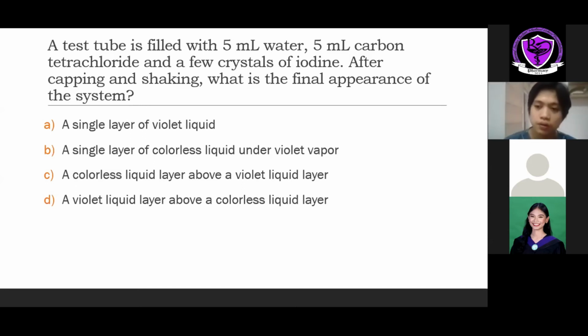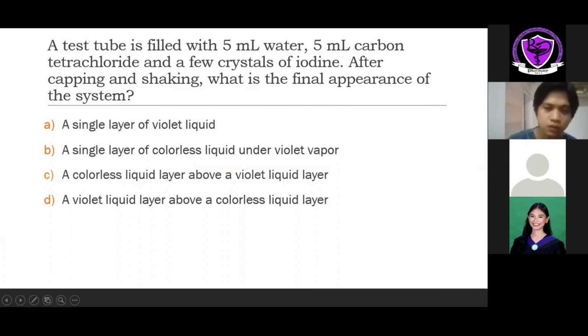So, determine mo muna sino yung mas mabigat. Tubig ba o carbon tetrachloride? So the one that is heavier will be the polar water. Heavier seawater, and because iodine interacts with water, it will be underneath. The violet liquid layer will be underneath. Carbon tetrachloride is lighter and therefore it will be above. Iodine interacts with water, therefore it will be violet in the inferior solution.